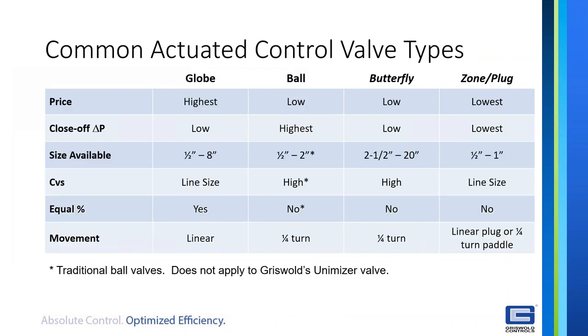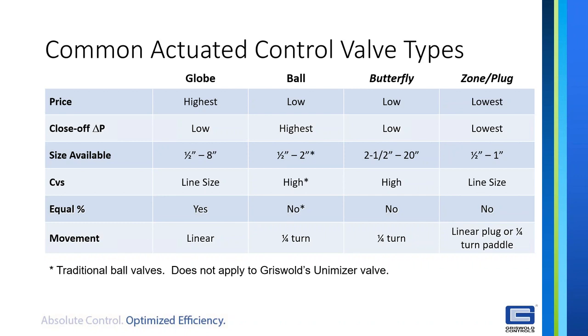Before we look at the Griswold product, we want to look at common actuated control valve types that are in the market. So we've got four or five different areas that we want to compare: price, the close-off pressure, where close-off delta P would be how much the valve can close off against without any leak by, the sizes available, the CVs, the equal percent, and then also the movement, 6-1. I want to point out that Griswold makes valves in the ball valve category, but these don't necessarily apply to the Griswold ball valve. I'm just going to do an overview.